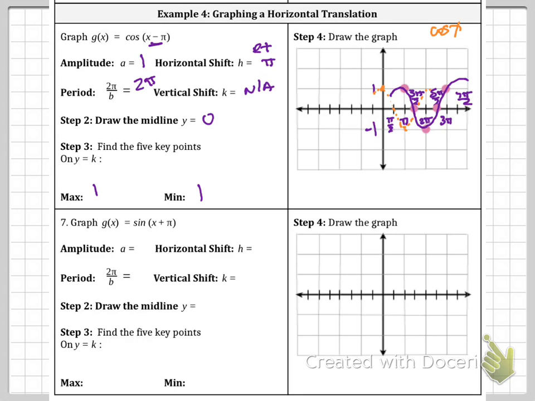See if you can try that for graphing sine of x plus pi. You can pause it at this point and see if you can do it on your own. And then when you come back, I will have this video for you.